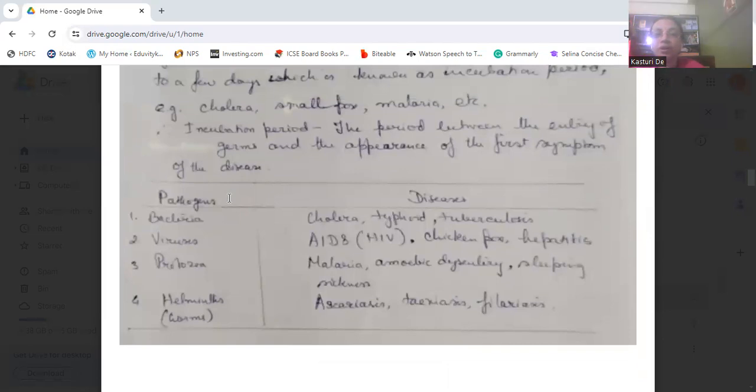Now, in detail, what is the incubation period? The definition is the period between the entry of the germs inside the body and the appearance of the first symptom. Clear? Next is pathogens. There's a table showing the pathogens and the diseases caused by them. Bacteria cause cholera, typhoid, tuberculosis. Virus causes AIDS, chickenpox, hepatitis. Protozoa cause malaria, amoebic dysentery, sleeping sickness. Helminths, worms, cause diseases such as ascariasis and filariasis.